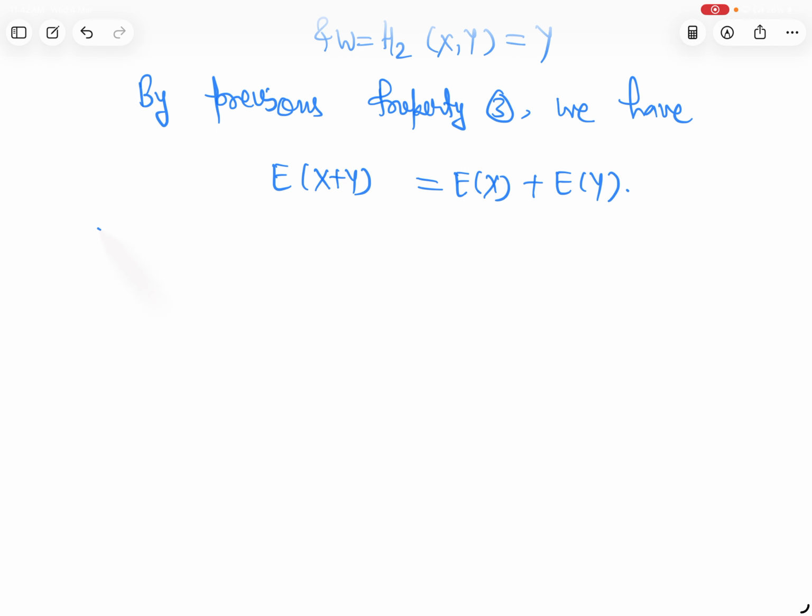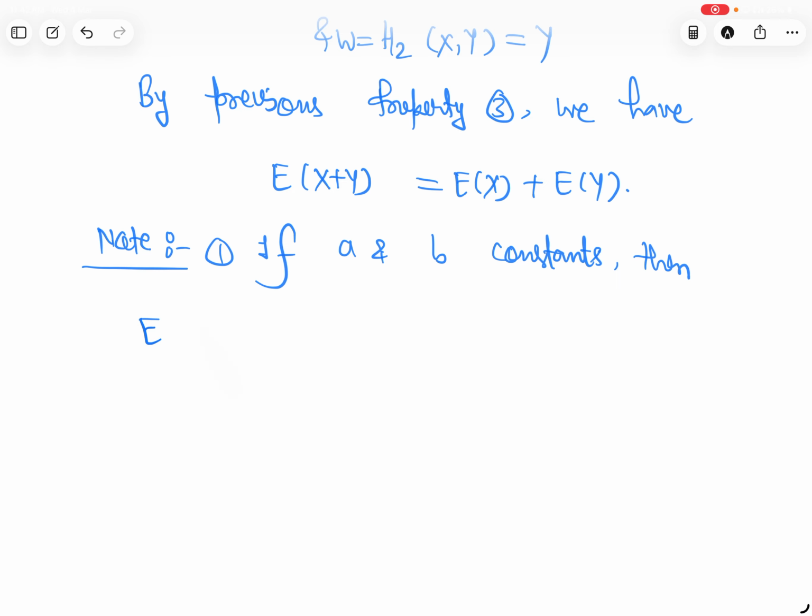So now, can you tell me, if A and B are constants, then what is the value of this? Can you tell me? Because this is expectation, this is expectation. Similarly, by just the previous property 4 we can write it like that.